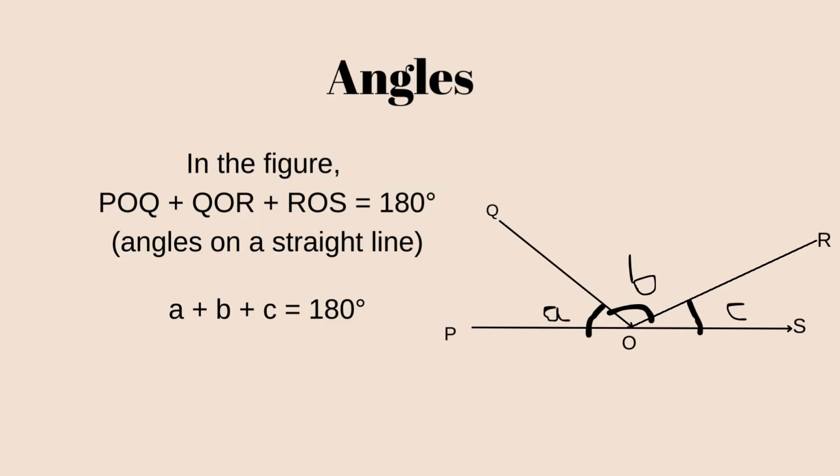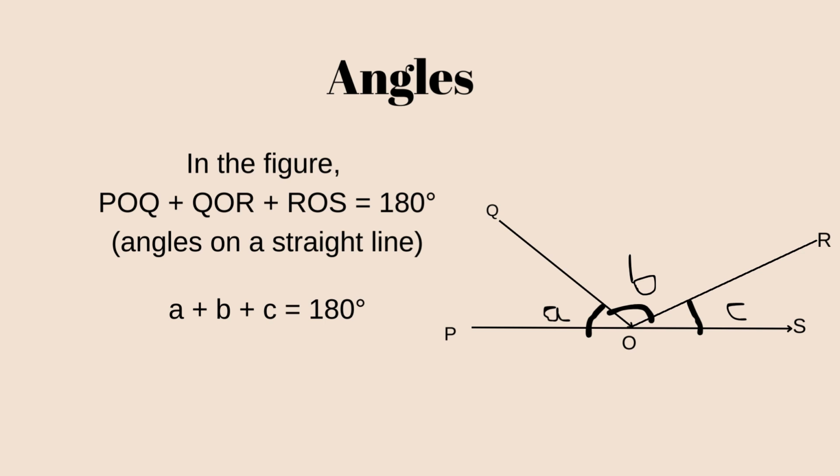In this example, I have a straight line PS and I have three different angles coming to form up that straight line. I have my angle A, my B, and my C. So A plus B plus C must give me 180 degrees because the three angles are on a straight line.